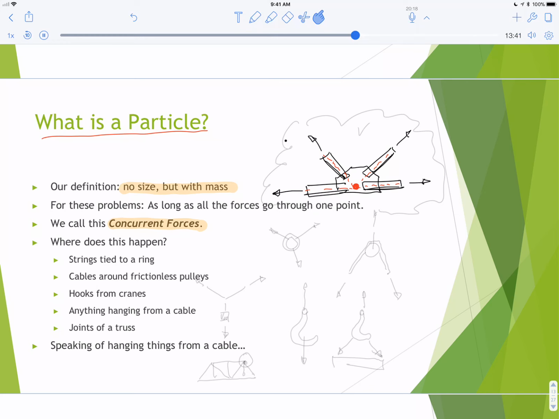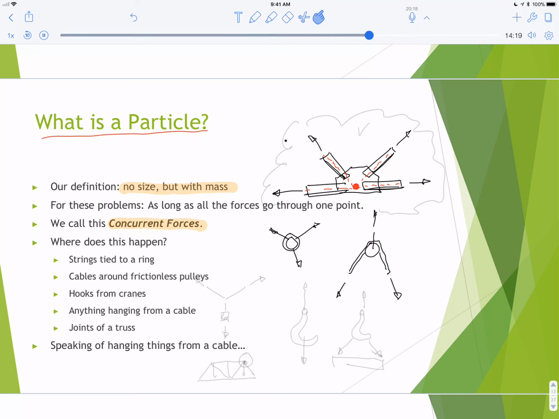So where do concurrent forces occur? Strings tied to a ring. If you have a ring like this and then you have strings pulling on it, those strings will slide around so that they always point towards the center. That will be concurrent. Cables around frictionless pulleys. We'll do lots of cable problems in this class. So there you have that pulling, and the cable has some kind of hoop on it that you hang from the ceiling or something. Those forces will all be concurrent.